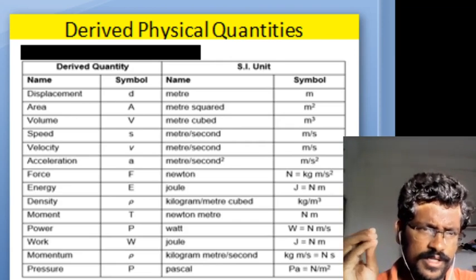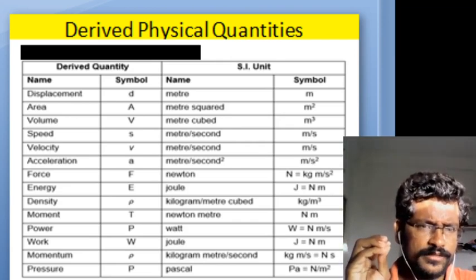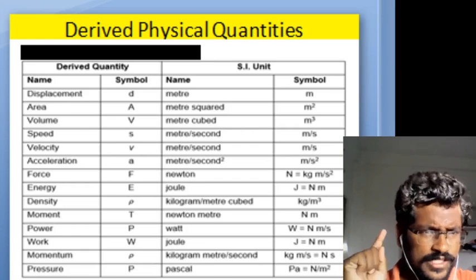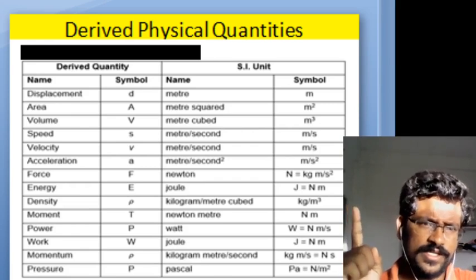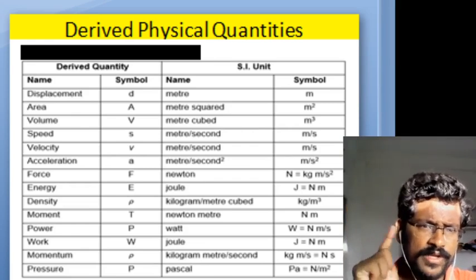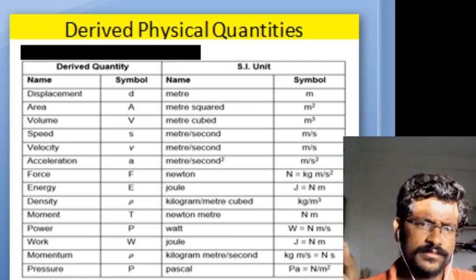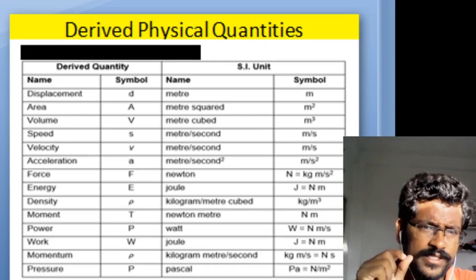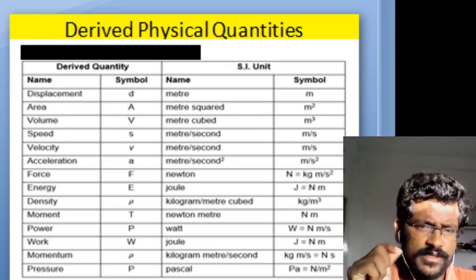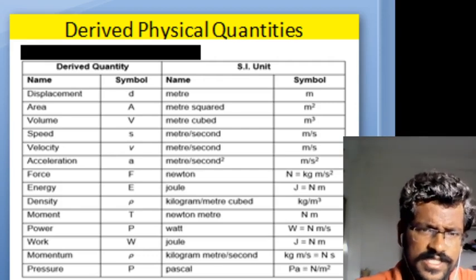Speed is defined by S. It is the total path length traveled per amount of time. It is called distance. How to define speed? The time taken for total distance is called speed. The SI unit of it is meter per second. CGS units are centimeter per second.